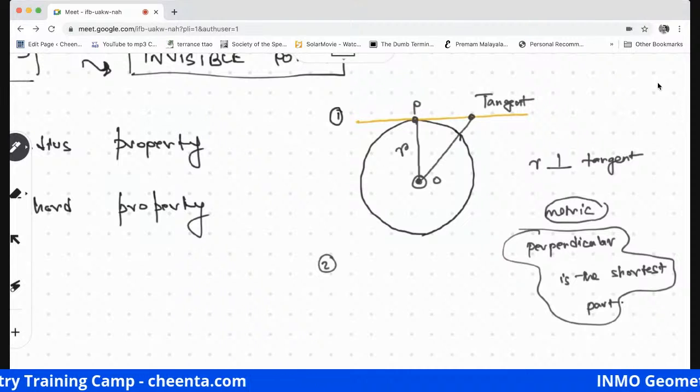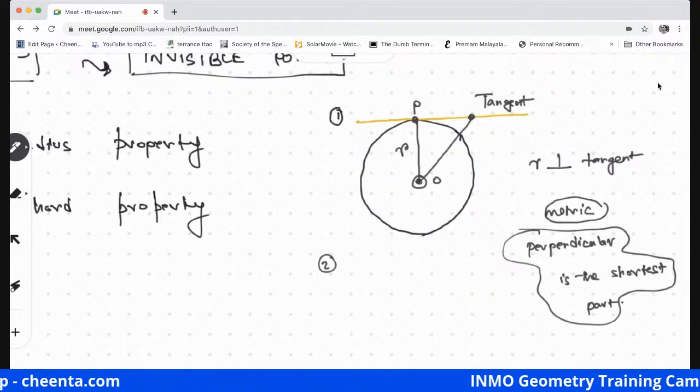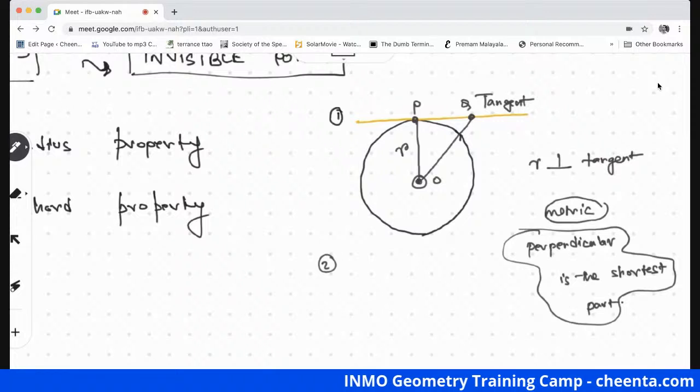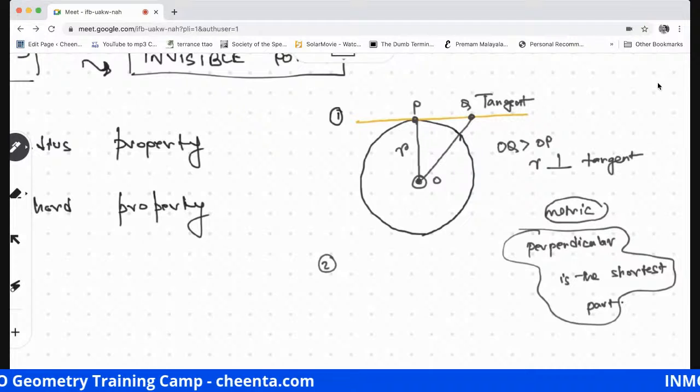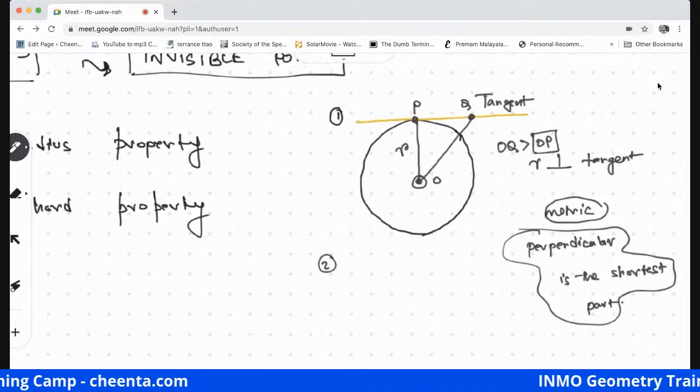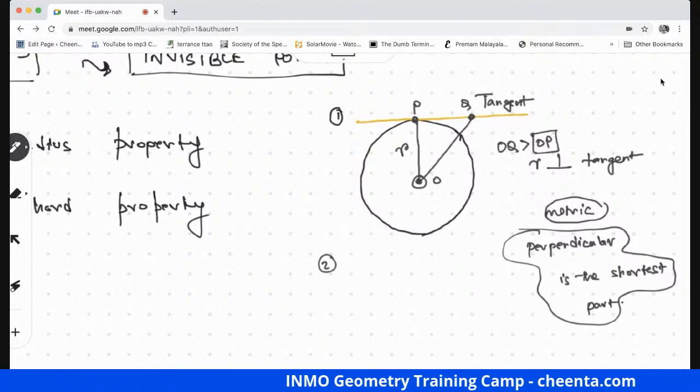if you take any other point, you can draw one perpendicular from O to the tangent line. If you take any other point Q as the foot of the perpendicular, you can easily show that OQ is larger than OP. So in fact, OP turns out to be the shortest path from O to the tangent line, making it the perpendicular. So this is well known.